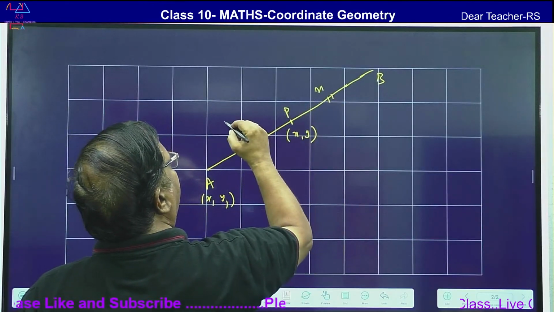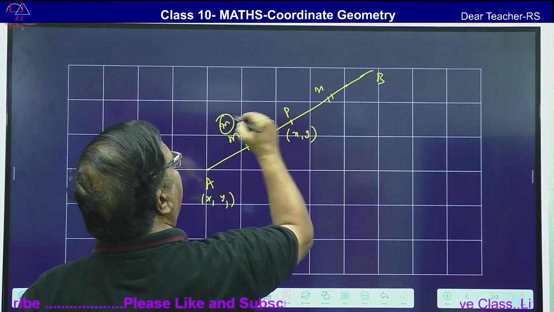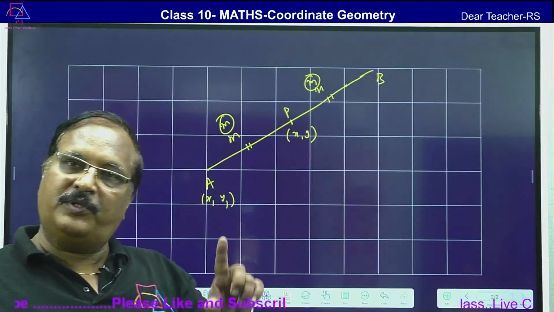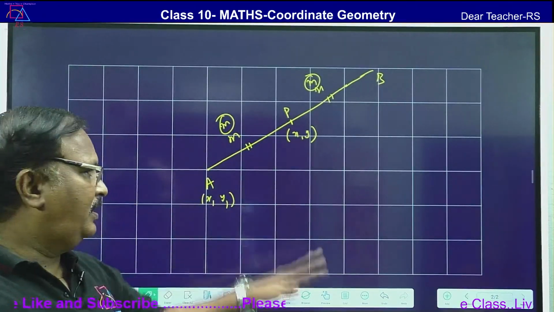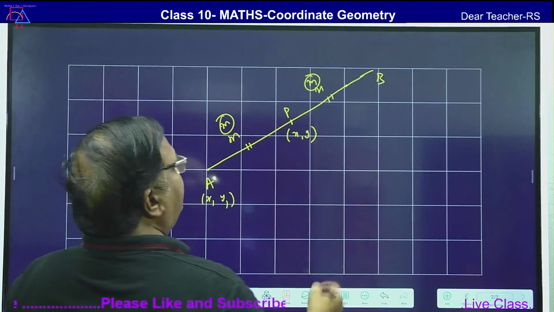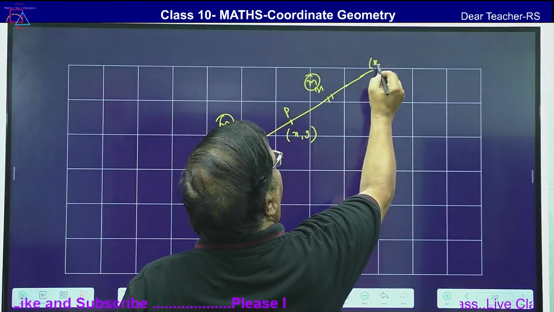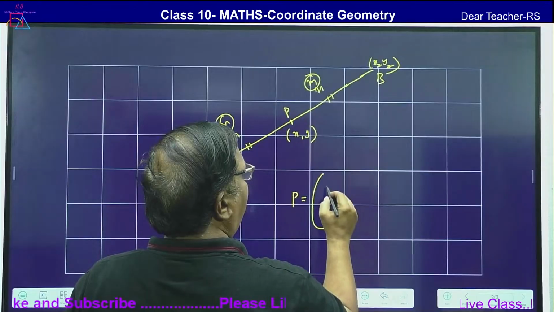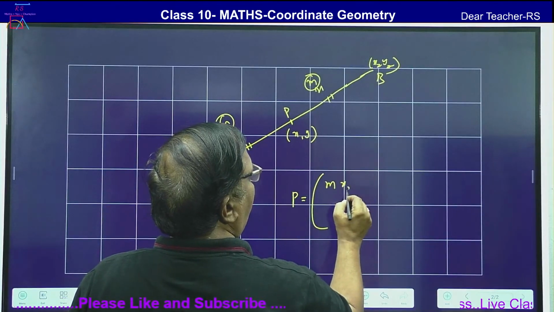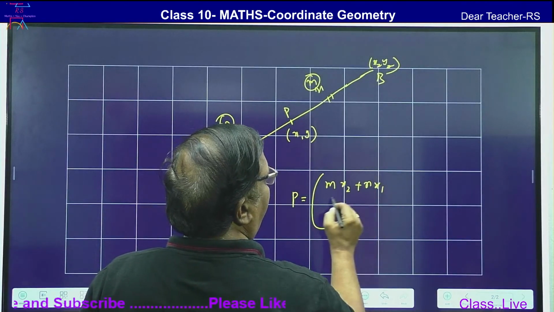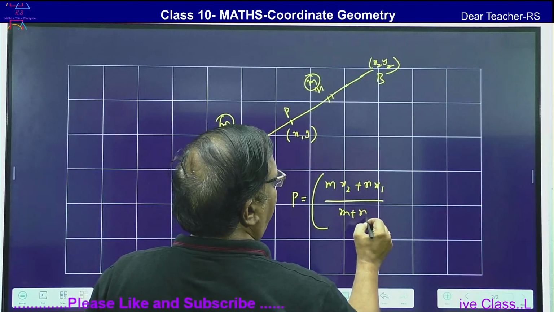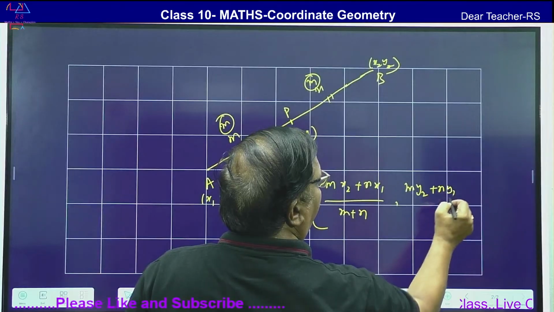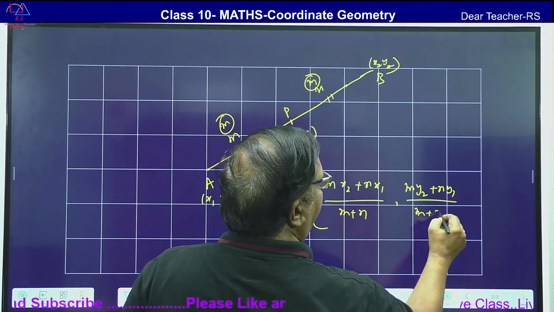That means both are equal, m is equal to m. Both are equal; you can write both as m or you can write 1, 1 also. So this is x2, y2. Then P is equal to the formula mx2 plus nx1 by m plus n, comma, my2 plus ny1 by m plus n.